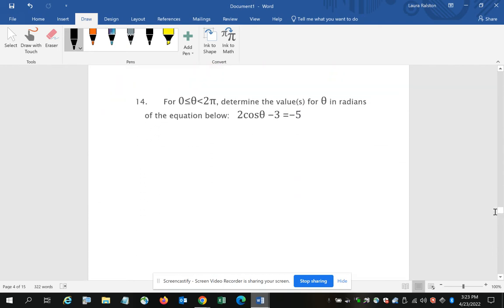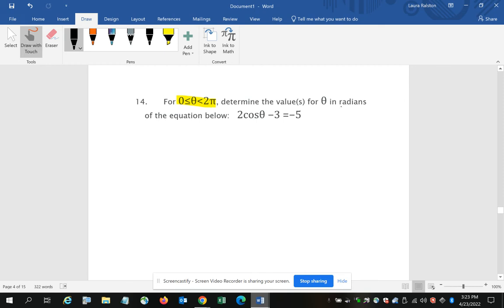Alright guys, I'm almost through. Number 14, you begin to be asked to solve equations. And one of the things you have to pay really close attention to when you're solving these equations are your limitations. They want your answers here to be between 0 and 2 pi. Notice that 0 is included, but the 2 pi is not. It's important that you pay attention.